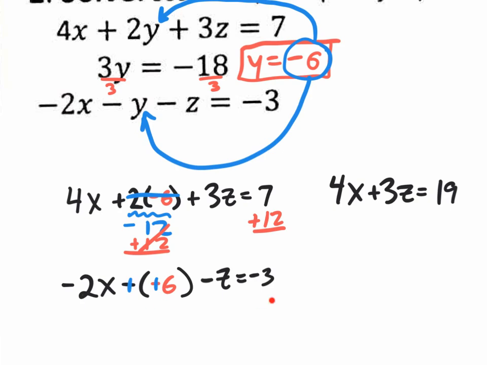So I need to get rid of this +6. So I'm going to subtract 6, and my new equation should read, let me actually show my work here. Subtract 6, cancels, subtract 6. My new equation will be, I want to write it up here, -2x minus z equals -9. So what we have here, guys, is a new 2x2 system.